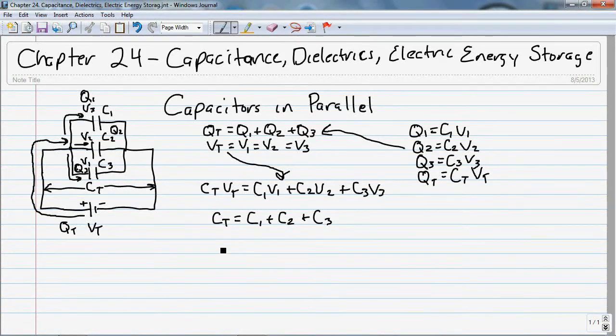And this is the capacitance in parallel. So the total capacitance is the sum of all individual capacitances.